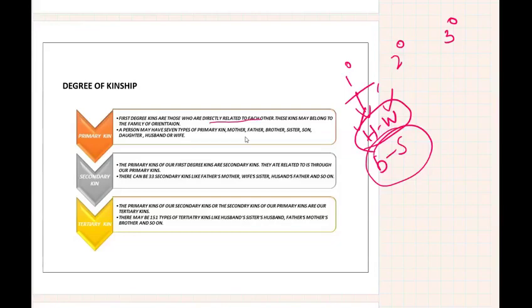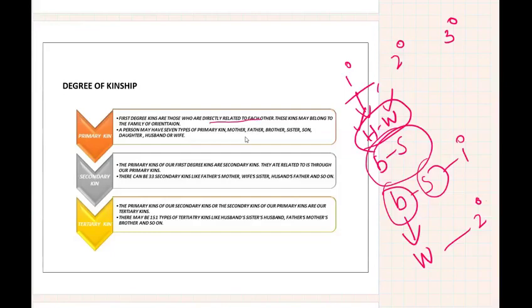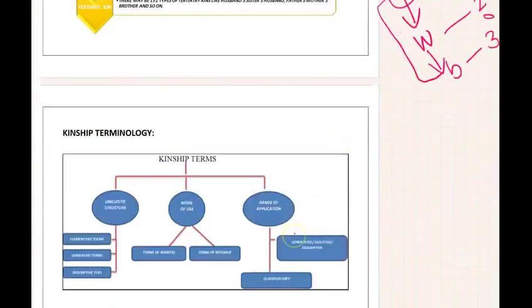Secondary kin. Remember, secondary kin are the primary kin of first degree kin. Suppose brother and sister are the primary kin. Now the brother's wife is a secondary kin. Brother and sister are primary kin, and the brother's wife is a secondary kin to the sister. Understood? Now let's talk about tertiary kinship. Tertiary kin are the primary kin of secondary kin. For example, the wife's brother is a tertiary kin for the brother. These are the types of kinship with respect to the degree of kinship. We'll end this session here and start again with kinship terminology. Thank you.